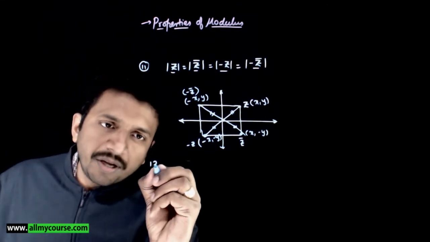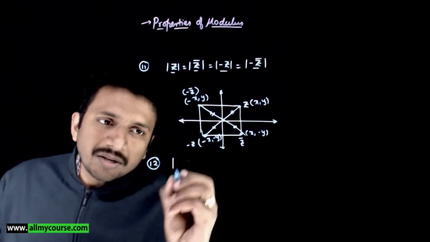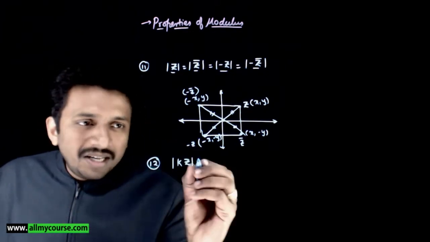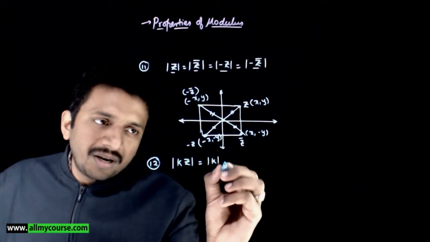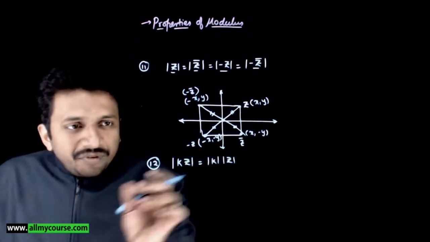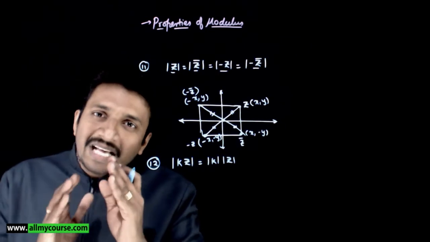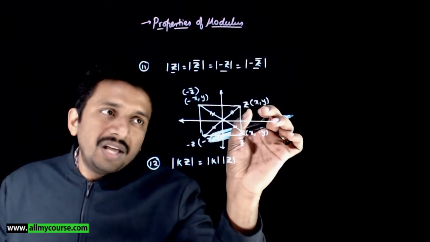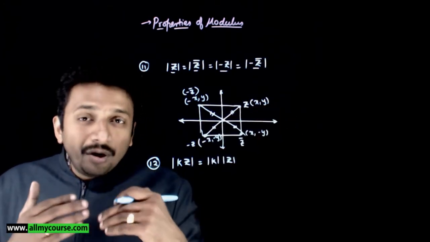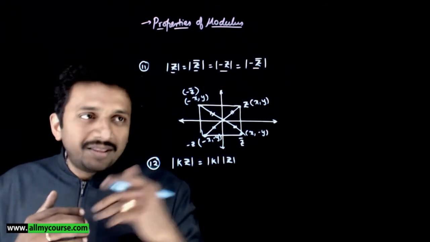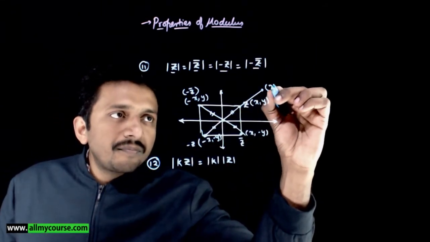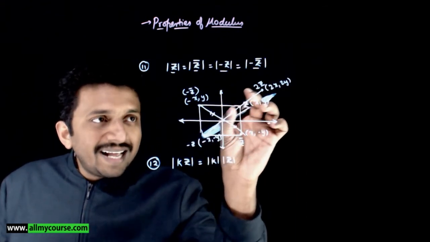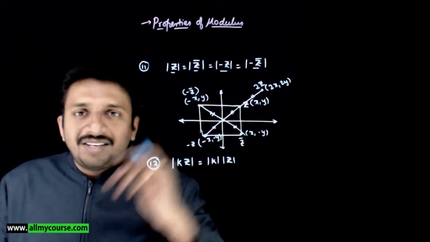The next property that we are going to deal with is that modulus of some real number times Z is nothing but modulus of that real number times mod Z. If you have modulus of 2Z, it can be written as 2 times mod Z. If you multiply the complex number x plus iy with 2, the value of 2Z will be 2x plus 2iy, that is 2x comma 2y. This is 2Z, so the mod of 2Z will be exactly 2 times mod Z.